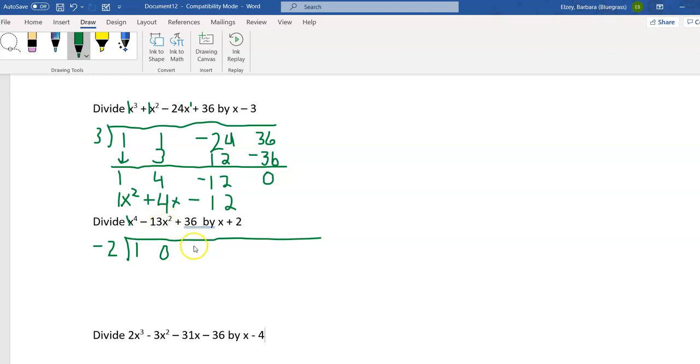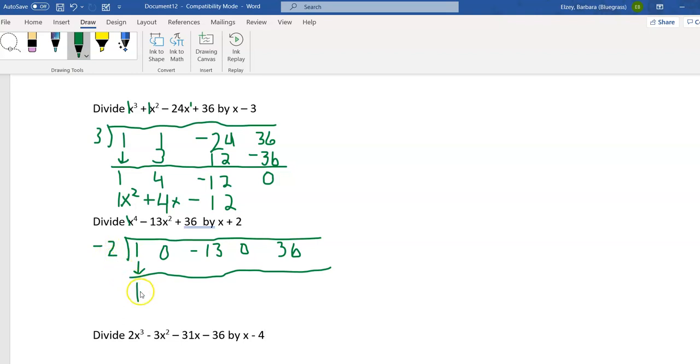We have a -13 in front of our 2nd power. We don't have a plain old x to the first. So again, we need a 0 there. And then we have 36. So having every single exponent represented here is important. Now let's go through that process again. We bring down the 1. And then we multiply, add, multiply, add, multiply, add.